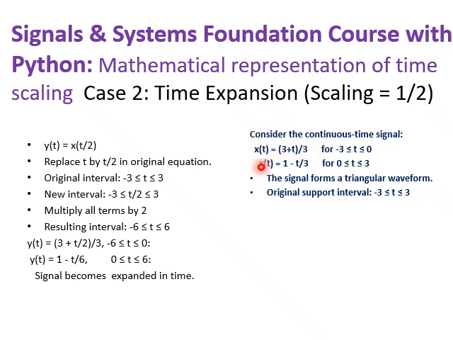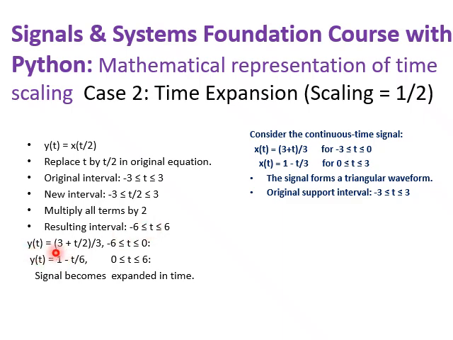Okay, because this signal consists of two equations, in the first one we replace t by t by 2, and here also t by t by 2. We also have two intervals, so for those intervals we also replace t by t by 2. The original interval is this one, so the new interval will be t by 2. So we multiply all the terms on all sides by 2. This one becomes -3 multiplied by 2, which is -6, then t by 2 multiplied by 2, the 2 cancels, you get t, and similarly 3 multiplied by 2 is 6, so you see the interval is expanded.